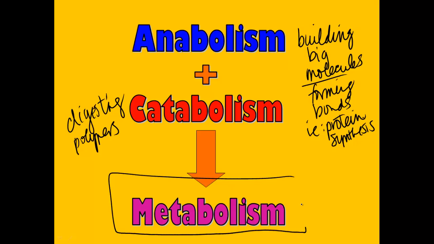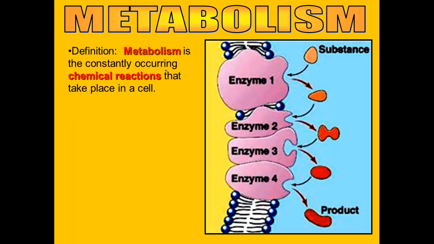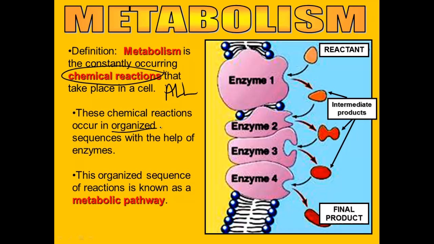All of those reactions, if you put them together in a group, make metabolism, which I know you've heard before. Metabolism is basically all the chemical reactions that happen inside the cells of our body and everywhere in our body. And sometimes you need more than one enzyme to create a final product. This is called a metabolic pathway.